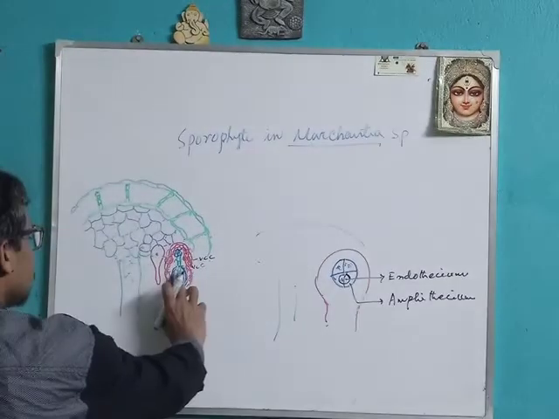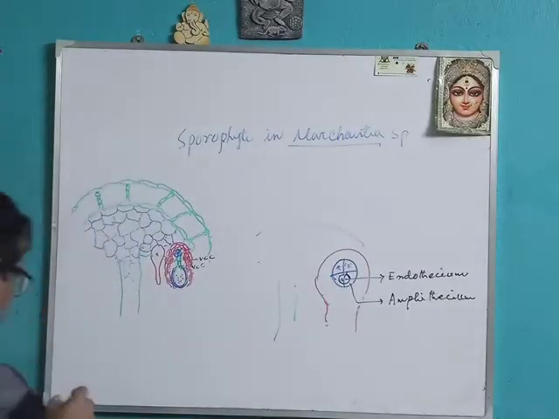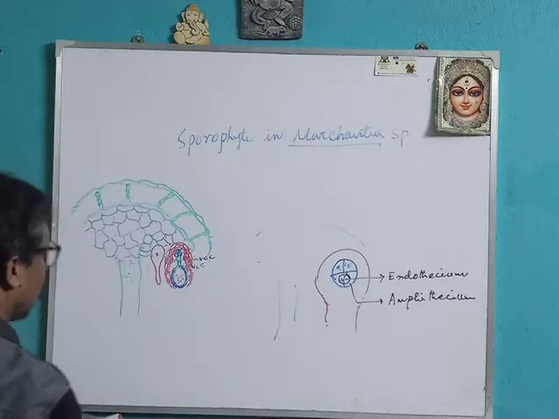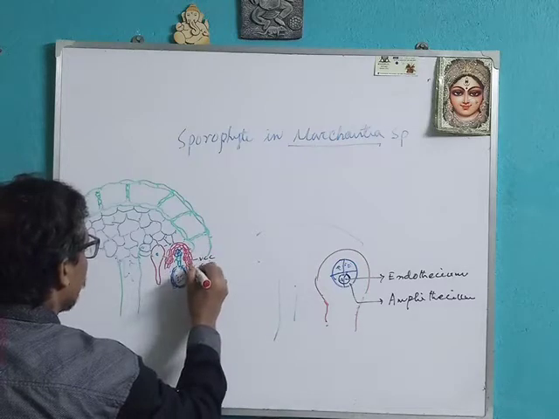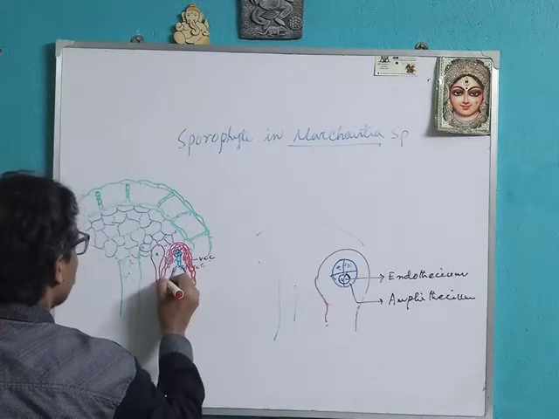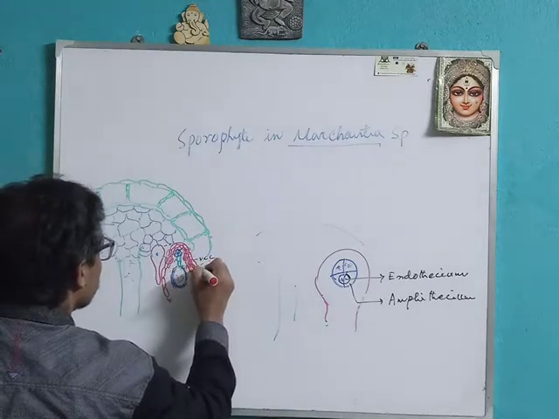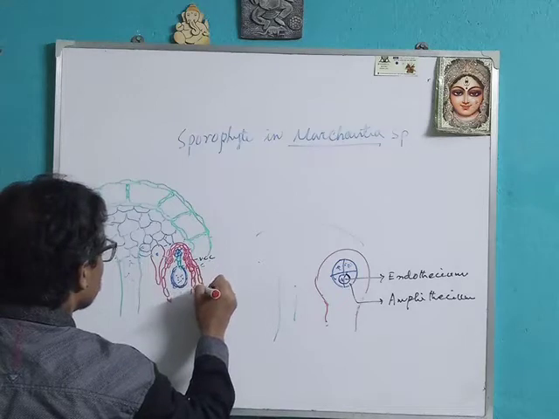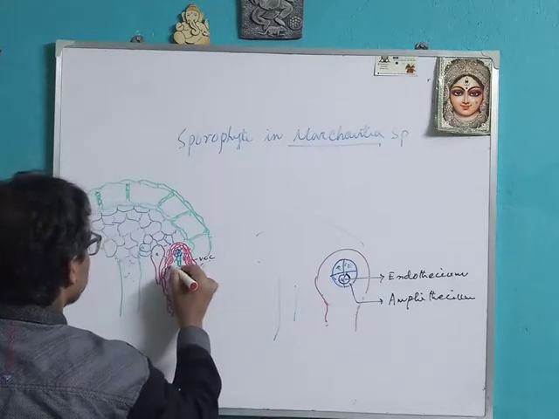Now, sir, what is happening? Why is such development taking place? The division and redivision of these cells are also taking place. So this way, all these activities are also going on.